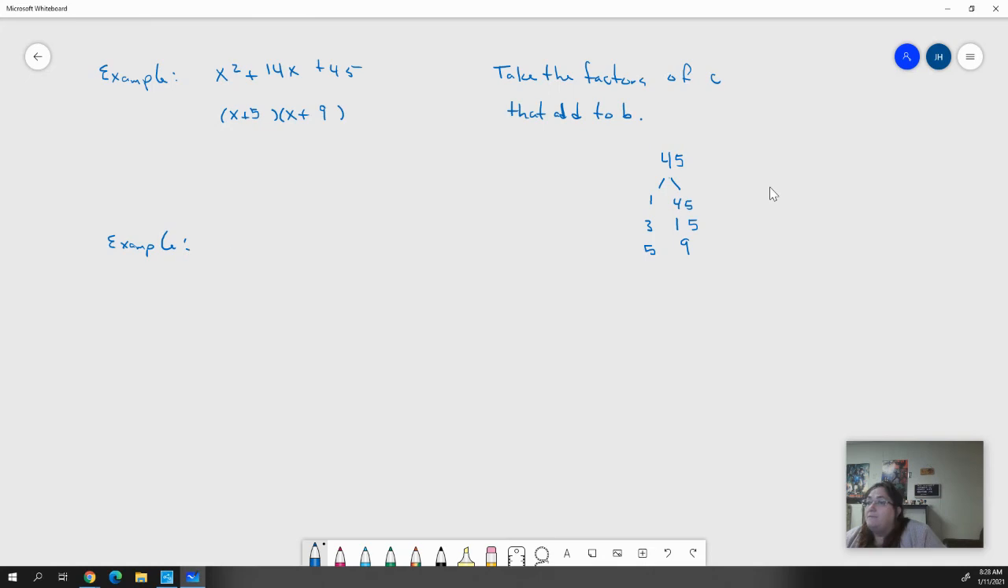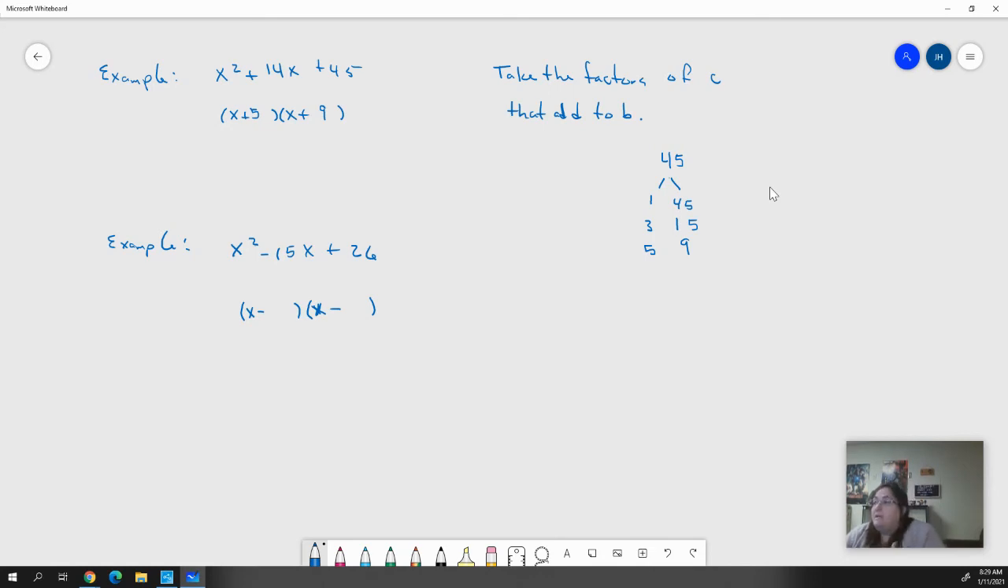So if I have x squared minus 15x plus 26, everything isn't going to be positive, right? I'm going to have some kind of a negative in here to reach that positive. Now, everything's 1, 1, so I know that my main factors are x. But what I know when I have a negative b term is that I'm going to have a negative here and a negative here.